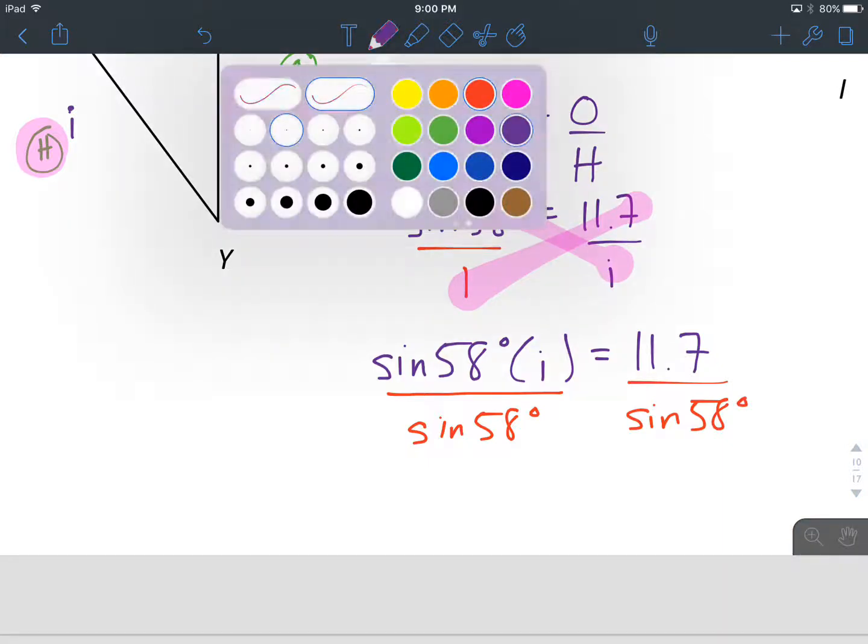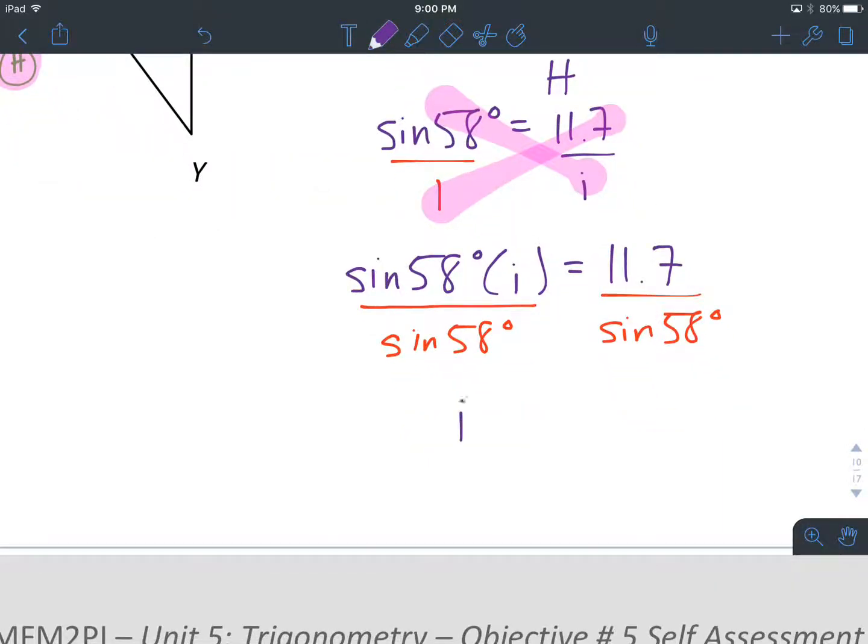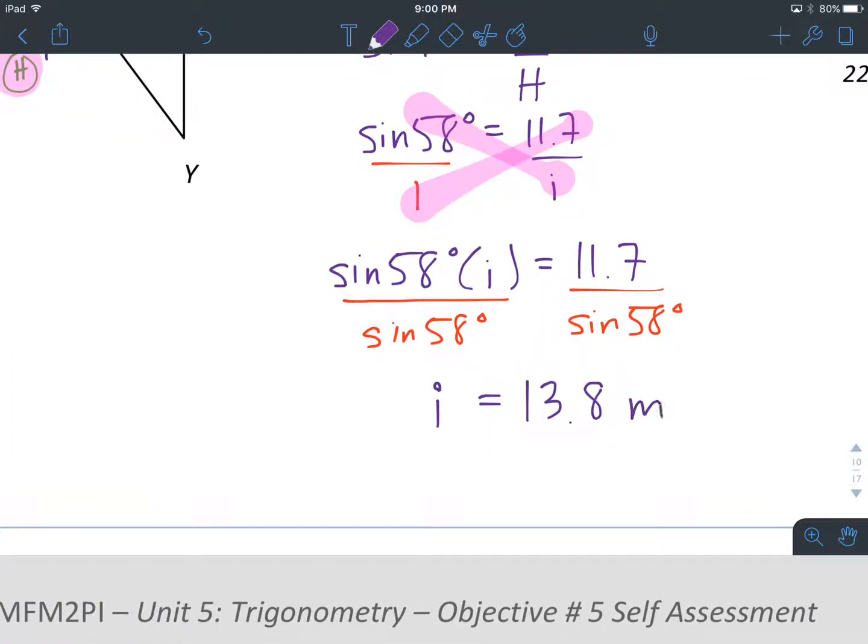So on the left side of our equation, all we have left is our little I, which is good. And on the right side of our equation, now I'm going to type this into my calculator. 11.7 divided by the sine of 58 degrees, and that's going to give me 13.796, so that's going to be 13.8, and our unit of measure is meters. So we have little I equal to 13.8 meters.